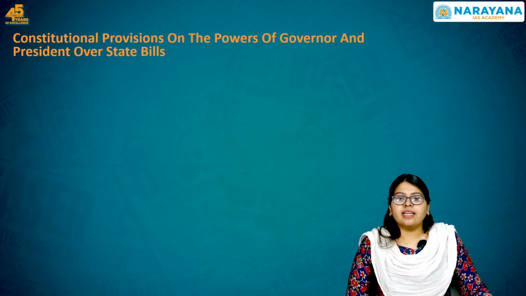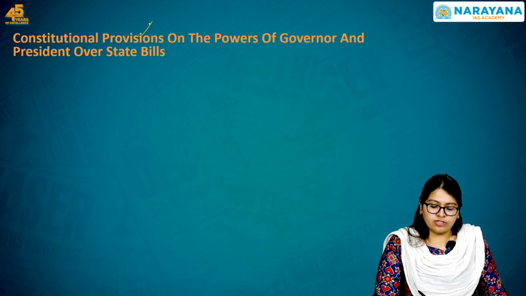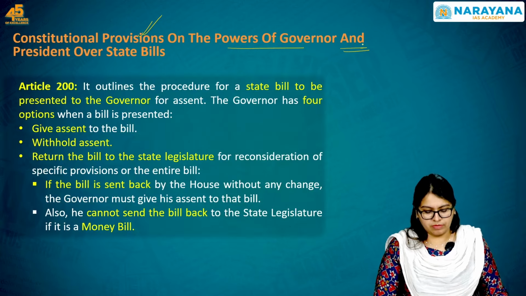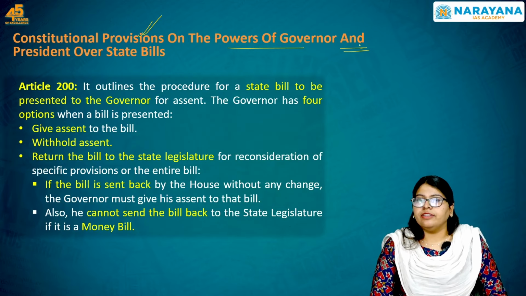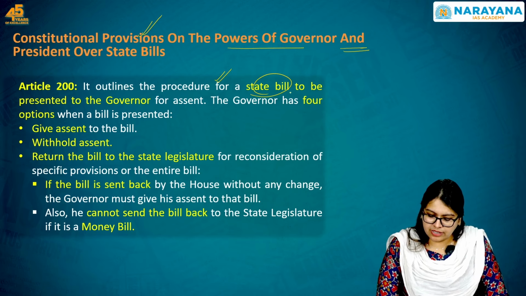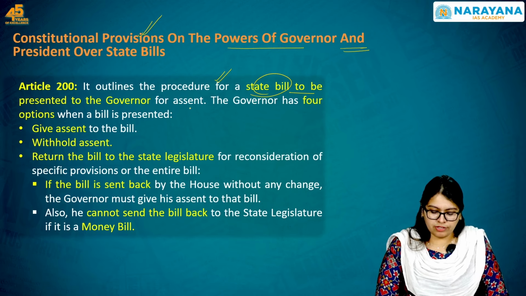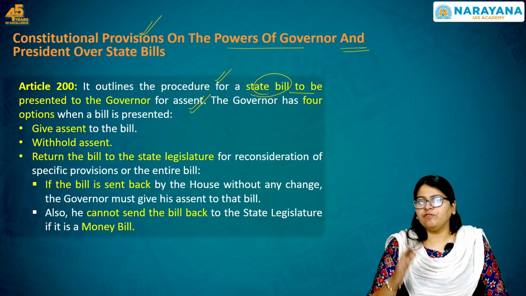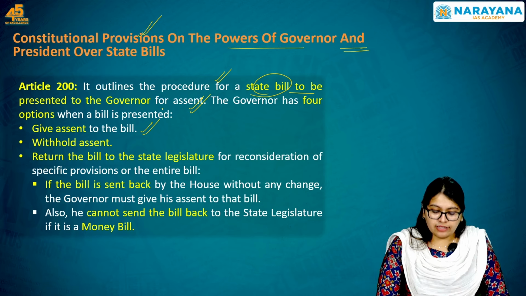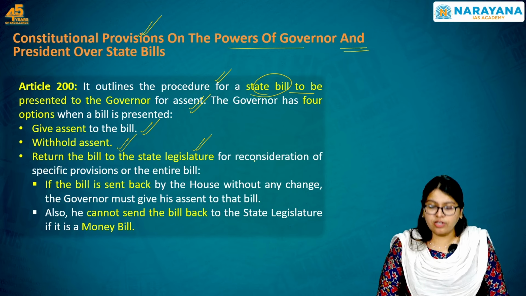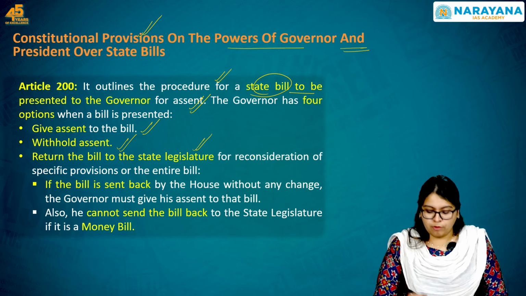Moving forward, it is important to understand the constitutional provisions on the powers of the governor as well as the president over state bills. Article 200 of the Constitution outlines the procedure for a state bill that has to be presented to the governor for assent. Once a bill is presented to the governor, he has a few options. He can either give assent to the bill, or withhold his assent, or return the bill to the state legislature for reconsideration of certain provisions of the bill.